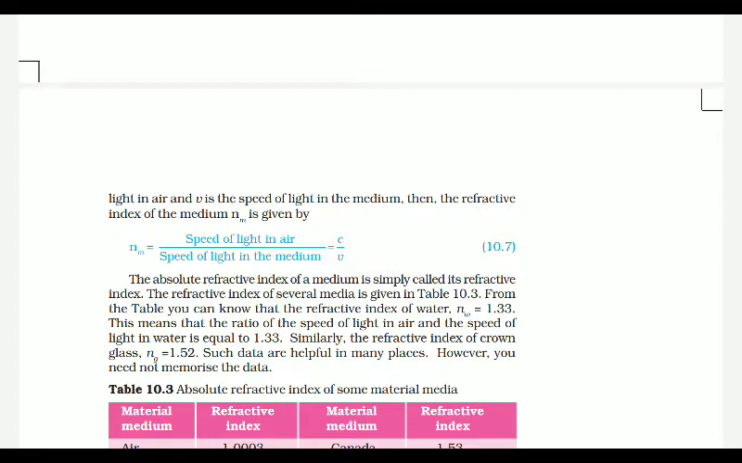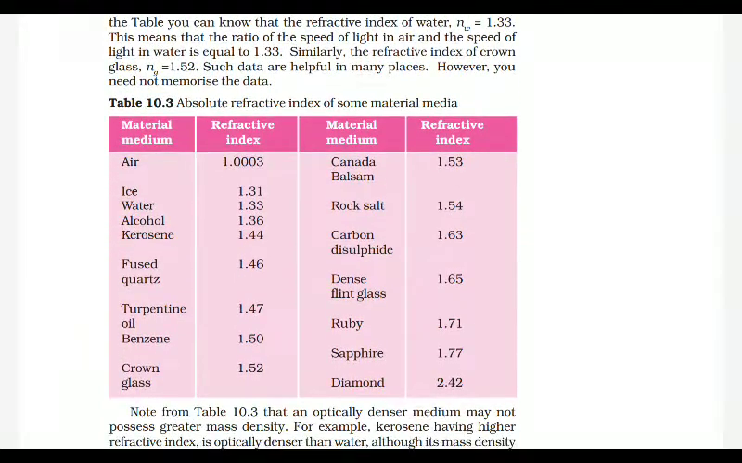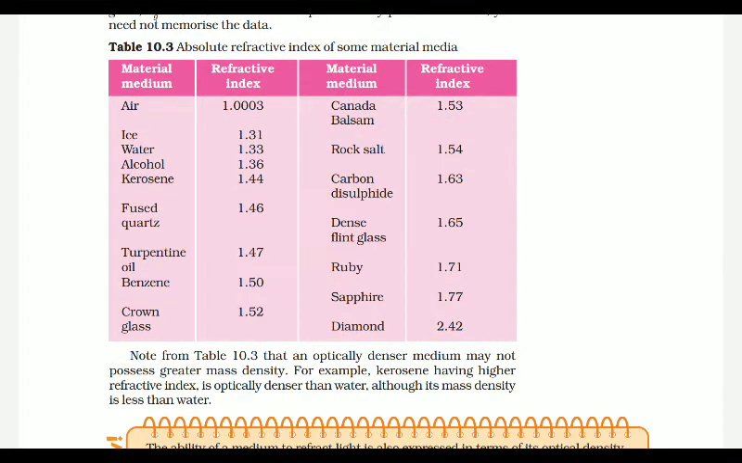From the table you can learn about the refractive index of water, that is 1.33. This means that the ratio of the speed of light in air to the speed of light in water is equal to 1.33. Similarly, the refractive index of crown glass is 1.52, and such data are helpful in many places. You do not have to memorize it, but as long as you are in the 10th standard and this is given in the book, you must try to remember it from table 10.3.